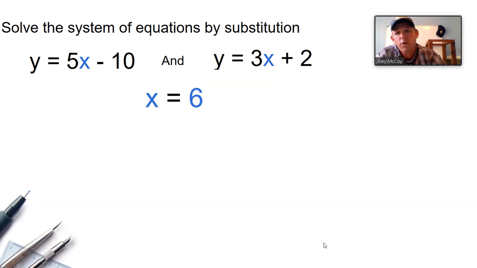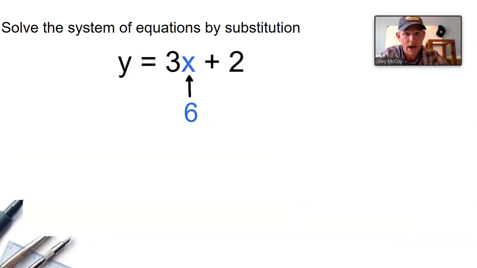Just look up at your equation and you can think, okay, I've got two equations here. y equals 5x minus 10 and y equals 3x plus 2. Which of those two is going to be easier to use to find the value of y? And I look at those and I say, well, this minus 10, I don't really like minuses, so let's go ahead and use this one. This one is a little bit better. So we're going to substitute 6 in for the x.